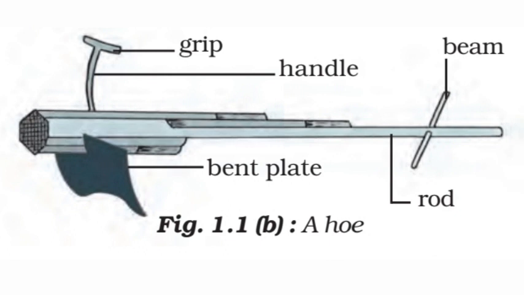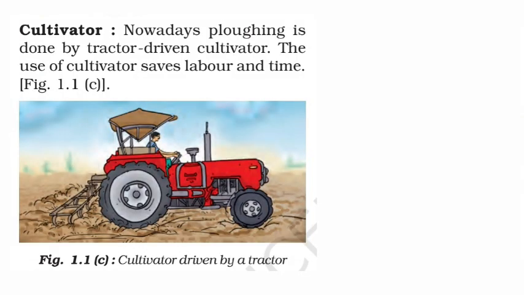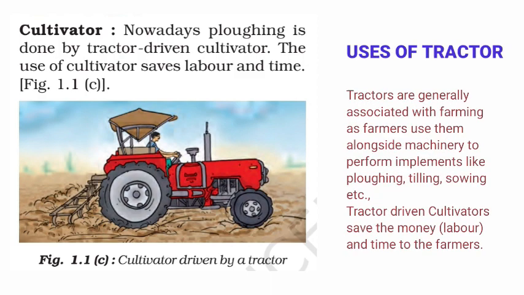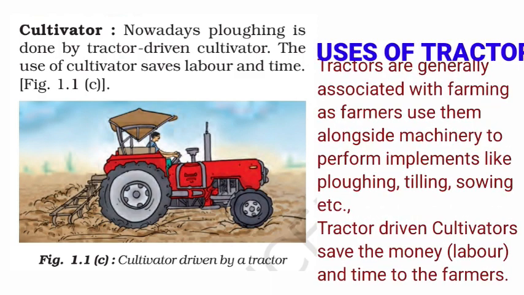So grip, handle, grip and beam which is placed on the bull's necks and long rod like iron structure or wood or bent plate for tilling the soil or removing unwanted plants and loosening the soil. That is the structure of hoe. And the next important agricultural implement is cultivator. Cultivator, nowadays ploughing is done by tractor driven cultivators.